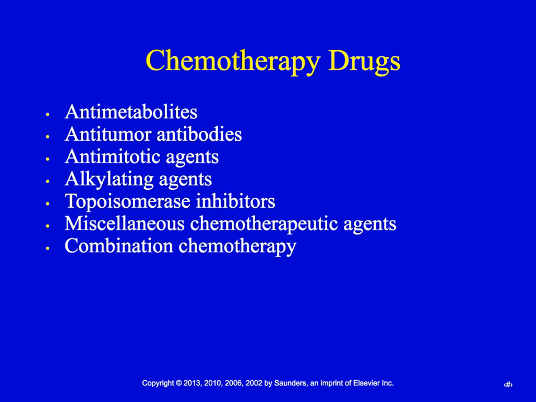These are the many classifications of chemotherapy drugs. They are listed on page 415 of your book, and kind of described a little bit as well there. So look that table over, it's table 24-2.